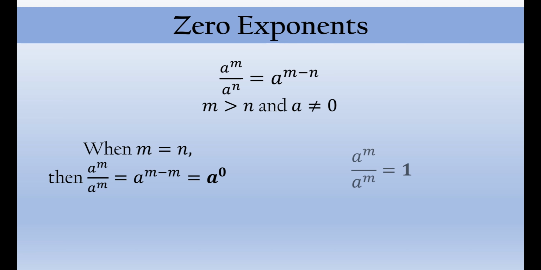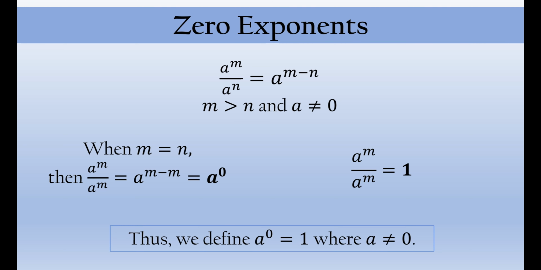But we also know that a raised to m over a raised to m is equal to 1. Thus, we define a raised to 0 to be equal to 1 where a is not equal to 0. Or in layman's terms, we may say that any number raised to 0 is equal to 1.